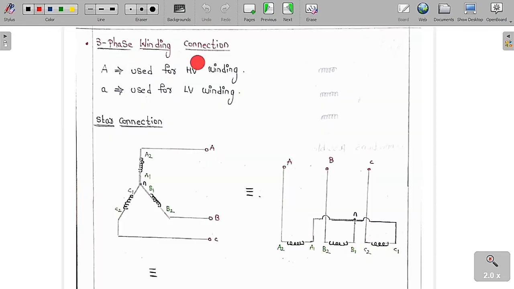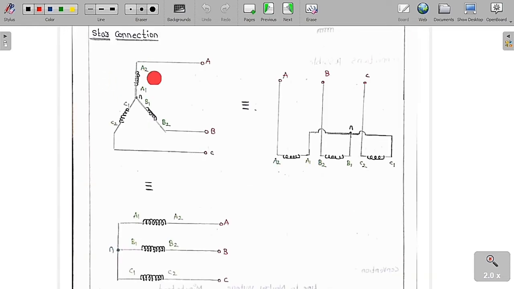Three-phase winding connection. So now we will discuss the three-phase winding connection. Capital A is used for the HV winding and small a is used for the LV winding. So capital letters we are going to use for the HV winding and the small letters we are going to use for the LV winding. It is a basic notation. This is the notation that we are going to use for the three-phase winding connection.